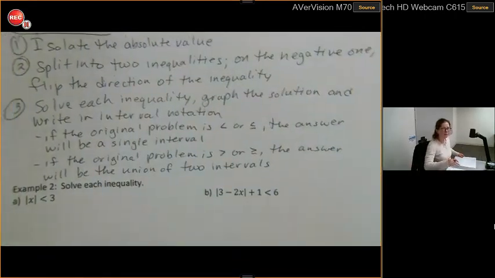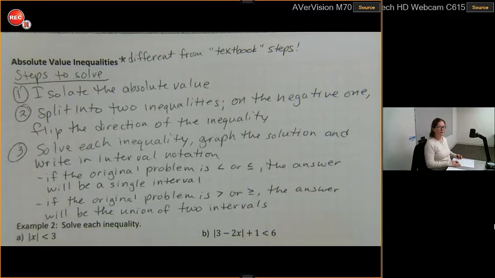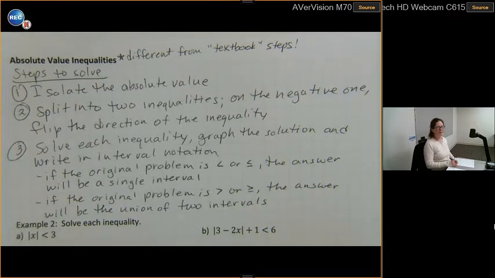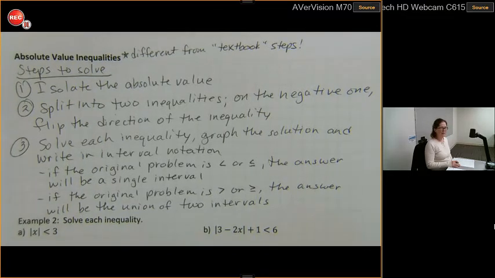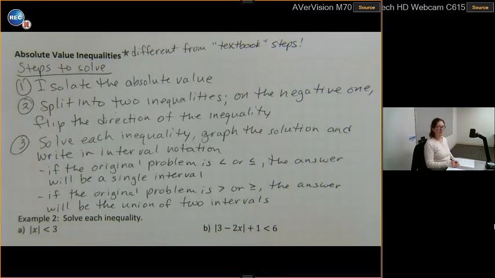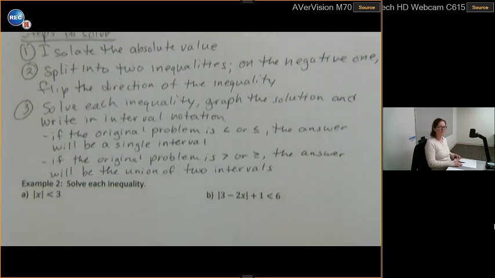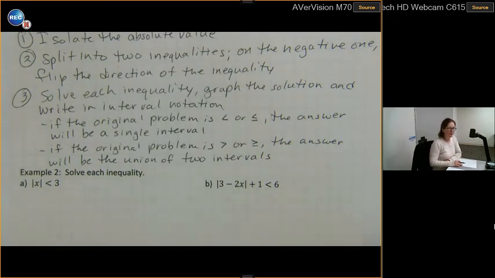For absolute value inequalities, just as a note, the steps I have listed here are a little bit different from the textbook steps. I've tried to simplify it just a little bit. The first step is to isolate the absolute value. The second step is to split into two inequalities. On the negative inequality, make sure you flip the direction. So if it's a less than, you change to greater than or vice versa. Then we solve each inequality, graph the solution set, and write it in interval notation.